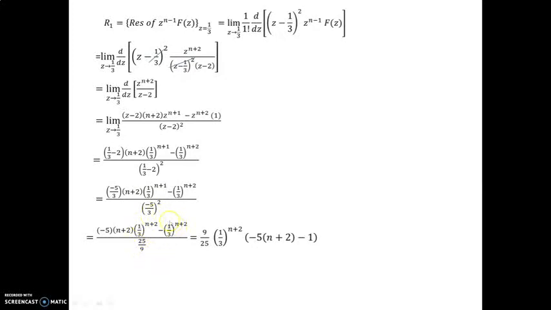So these two terms are common terms. Taking out (1 by 3) the whole power n plus 2, we get minus 5 into (n plus 2) minus 1. To move this number to the numerator, we get 9 by 25. Therefore 9 by 25 (1 by 3) the whole power n plus 2 into (minus 5n minus 10 minus 1). Adding these two terms, we get minus 9 by 25 (1 by 3) the whole power n plus 2 (5n plus 11).